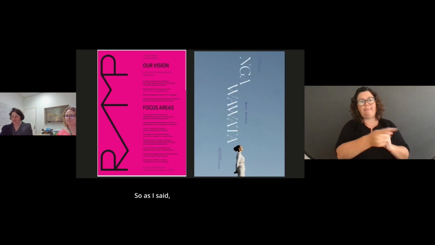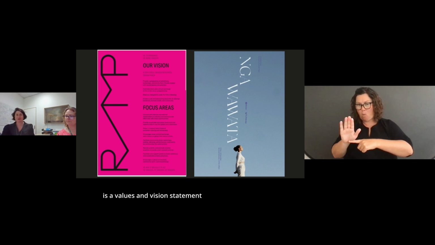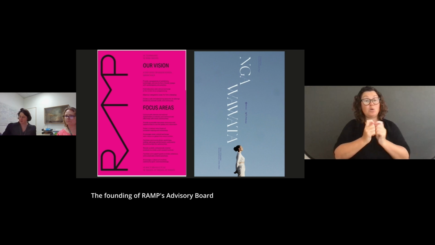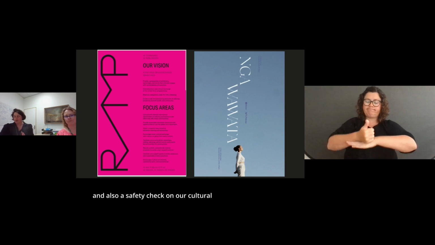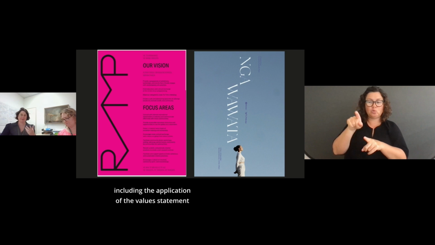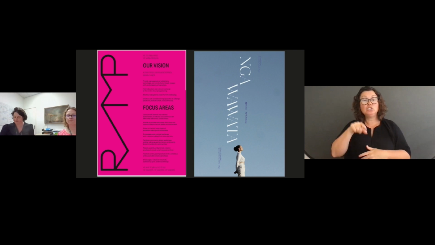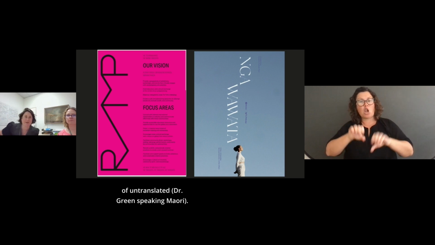So, as I said, the specific mechanisms we've put in place is a values and vision statement and a community advisory board. The founding of RAMP's advisory board is intended to function as an advocacy body and also a safety check on our cultural and representational politics, including the application of the value statement that you can see on the screen and hopefully read. So you can notice at the top here, there's a little bit of untranslated te reo.